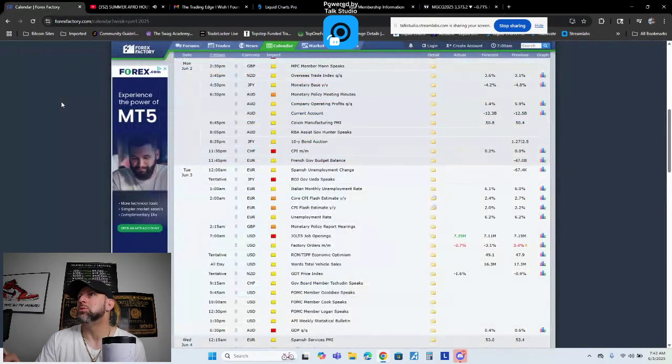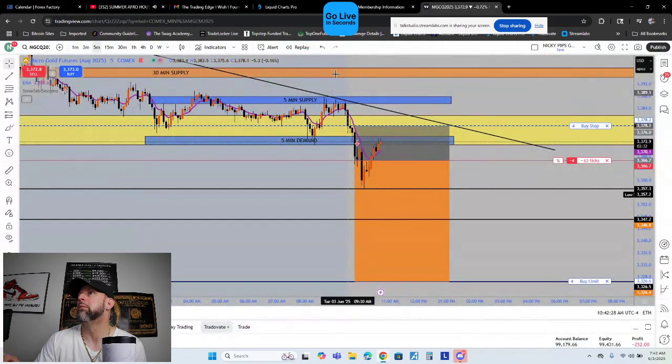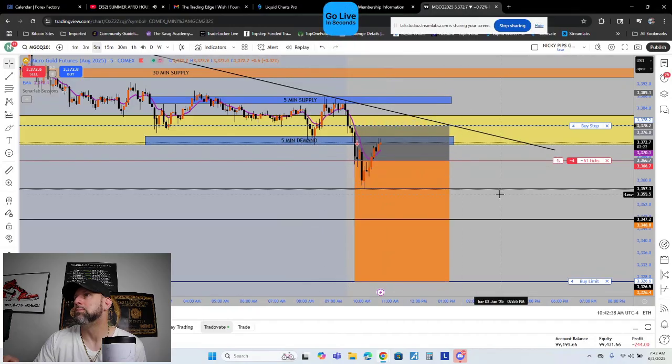Do you have any other moves? 9:45, but we should be out of our trade by then. We're looking for a rejection off of this demand zone.